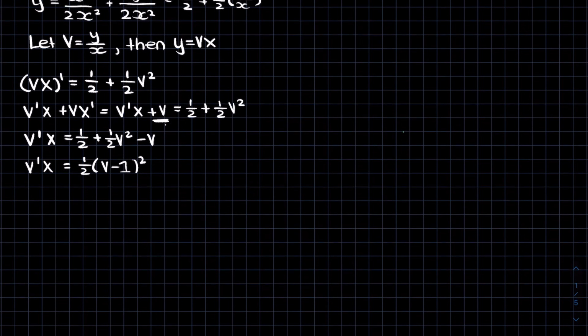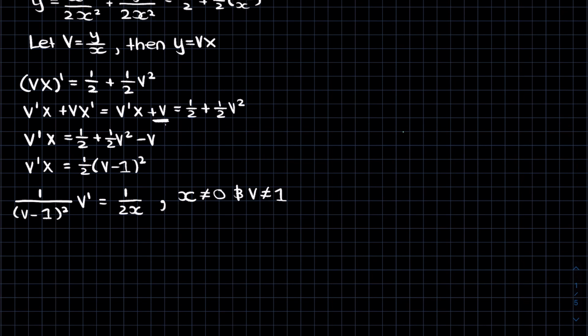So if we divide by (v minus 1) squared, we'll get 1 over (v minus 1) squared, v prime, and we'll also divide by x, so that will just give us a half over x. Now this is for x doesn't equal 0 and v doesn't equal 1, because we can't divide by 0.